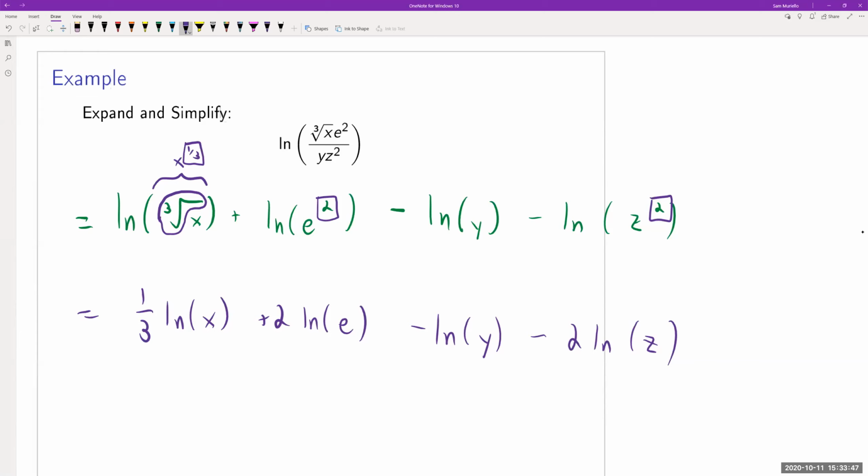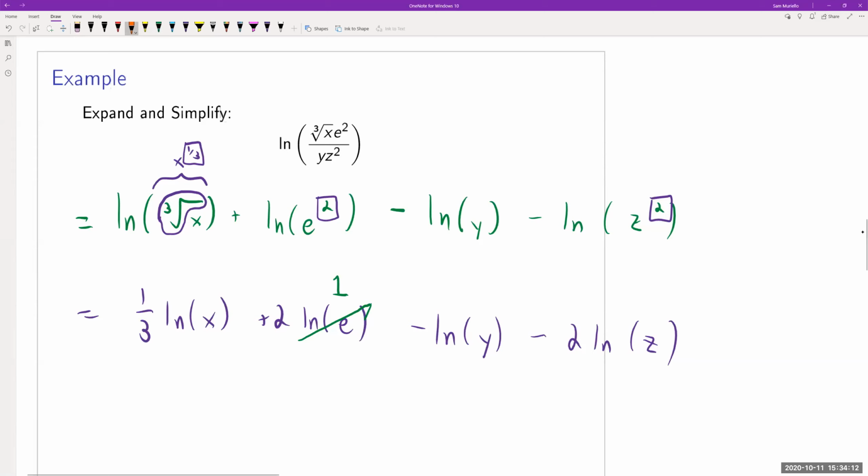We've now isolated each ln so that it has only a single argument. There's one other thing we can do, which is that we know ln of e. Since ln is a base of e, this simply will cancel out to be 1. Because ln asks the question, the base to what power equals the inside? So in other words, e to what power would be e? Well, of course, e to the first power would be e.